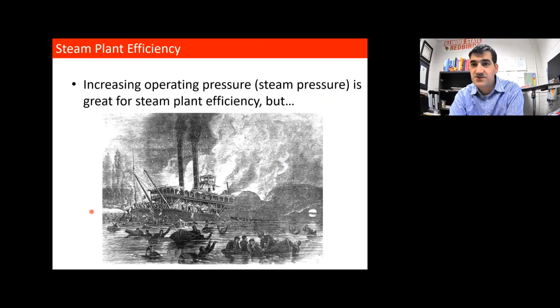So when we increase the pressure, that's good for the efficiency of the steam system, which makes for, like we talked about before, more power output for the same amount of thermal input, or you can get half of the amount of thermal input, like half the fuel, for the same amount of work output. But you got to be really careful because it's really dangerous to have high pressure systems. Things can explode. And in the 1800s, people were not yet very good at building and operating high pressure systems.